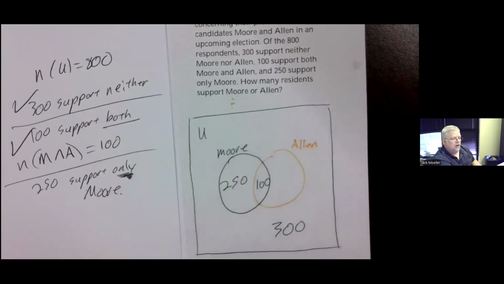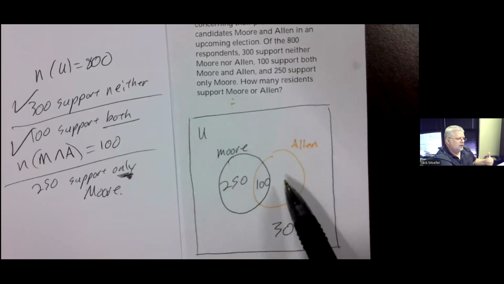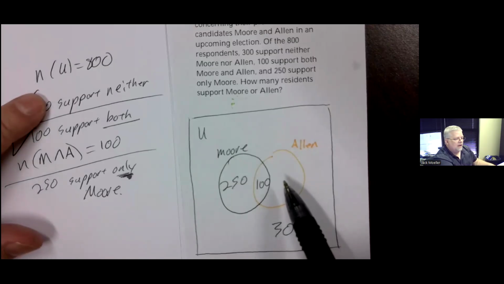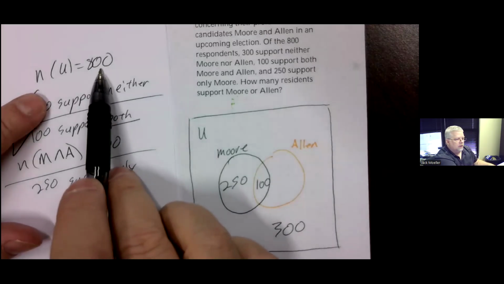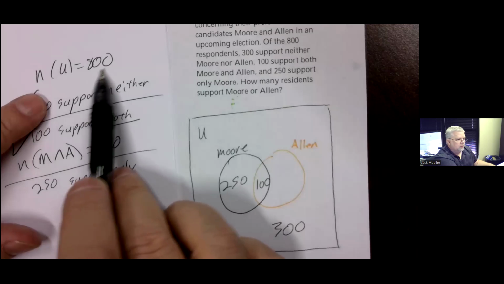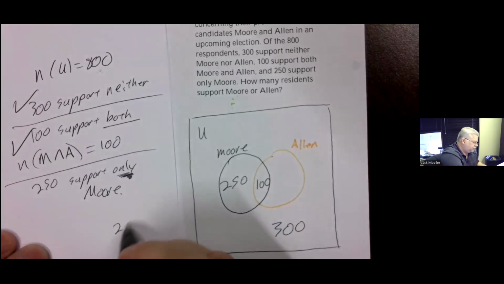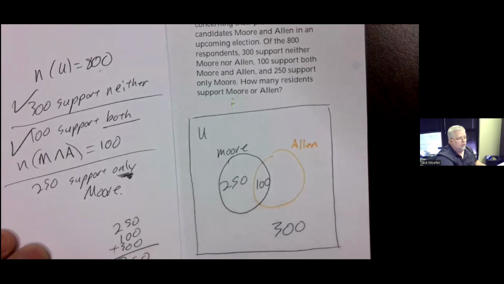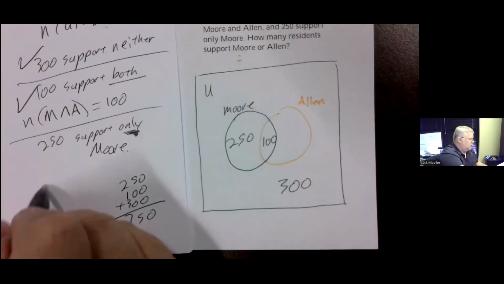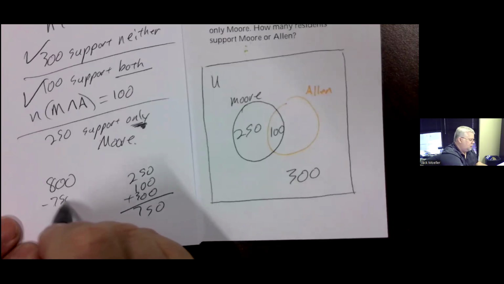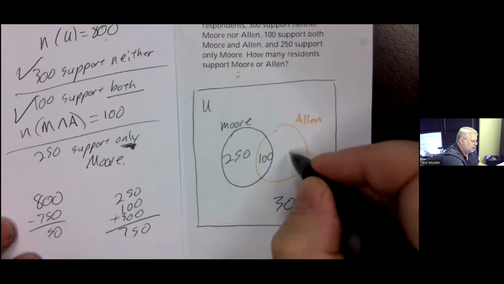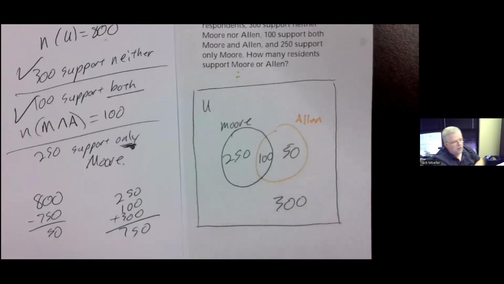Okay. So now we have one region without a number. How do we get that? Well, almost always when you're doing these survey problems, for that last region, you go back to the universe, like the number of people surveyed or number of respondents. So we know we have 800 total. How much have we accounted for? Well, we've accounted for 250, 100, and 300. So we've accounted for 750 people total. And we know there were 800 surveyed, accounted for 750, so there's 50 left. So that 50 goes there.